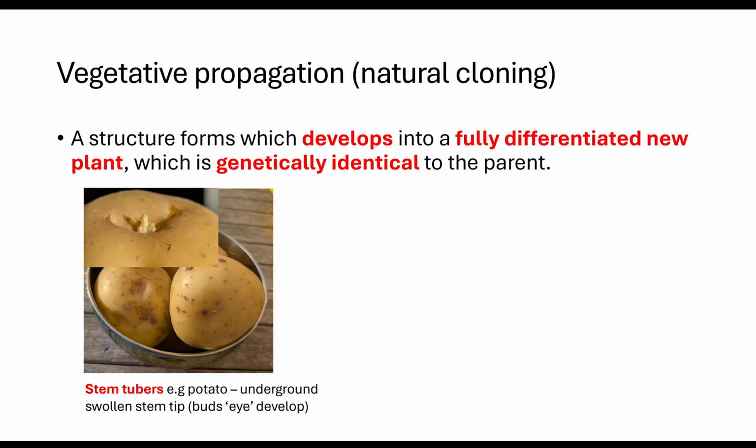We call them the eyes of the potato, and the eye of the potato will then be able to start to divide by mitosis to produce more genetically identical new potato plants. So it's really important that we understand that plants have got undifferentiated stem cells that have the capacity to go through mitotic division and then differentiate.